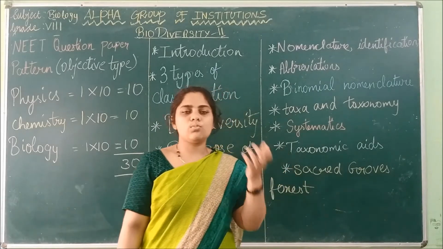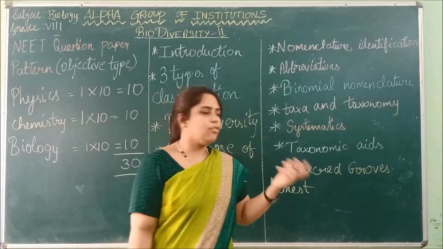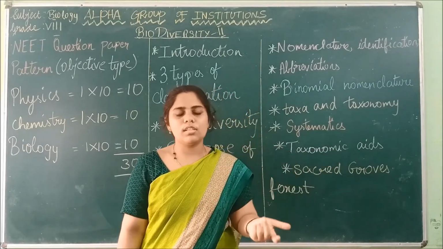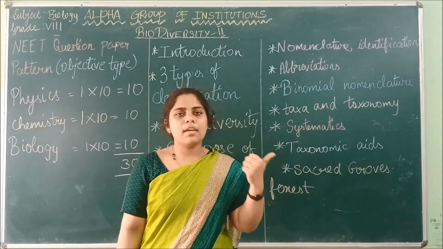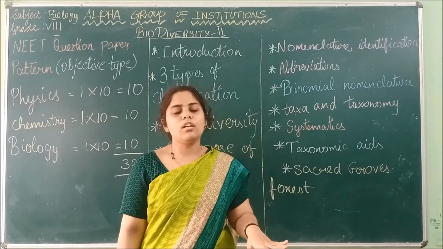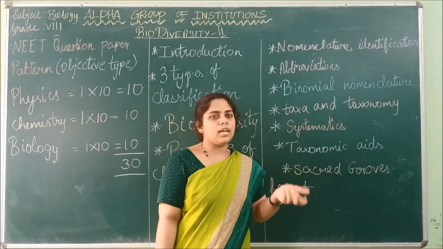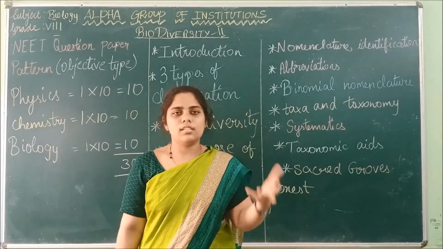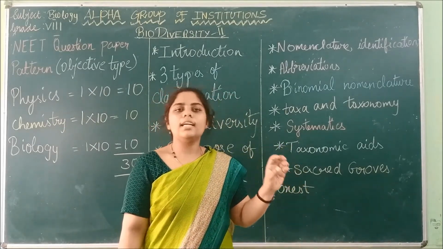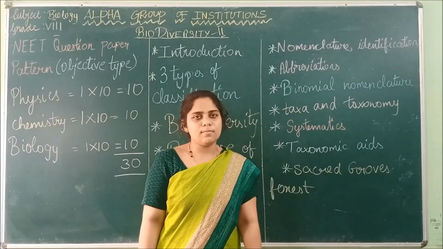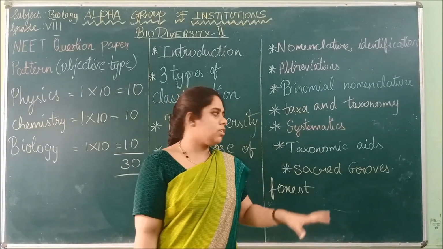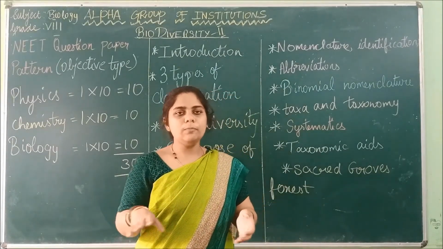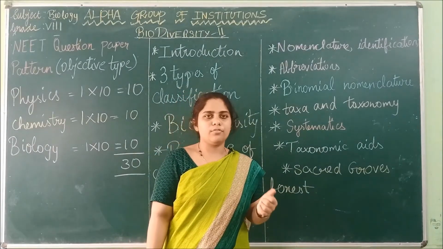And taxonomical aids, what is taxonomical aids, what are the 4 types of taxonomical aids, that is the botanical garden, the museum, the herbarium and the zoological park. So the 4 taxonomical aids you should be able to write if you are asked from that. And finally, sacred groves. What is sacred groves? It is a forest, it is present in Meghalaya and it is very rich in biodiversity and has many rare plant and animal species. So all these things you should know. So you should go through all the topics thoroughly so that you can answer and get full marks.